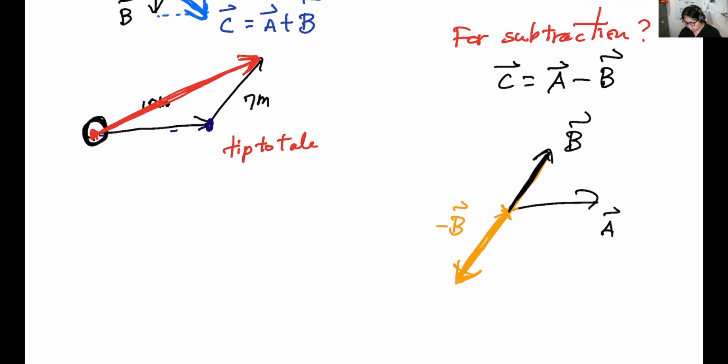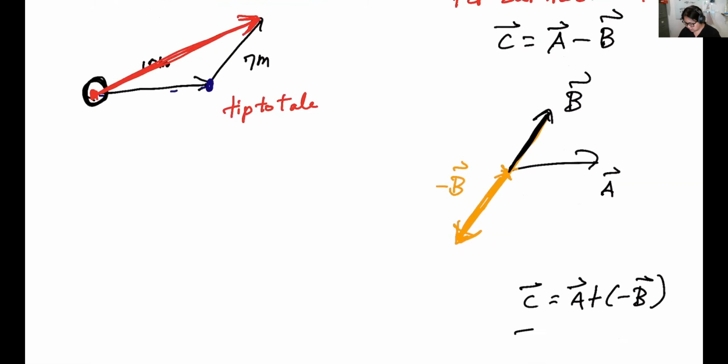And I hope you see the C, which is A plus minus B. So once you flip the B into a minus B, like this, then you can add A plus minus B. And that's the same thing as A minus B. Then we can just use the same rule as we've been doing.